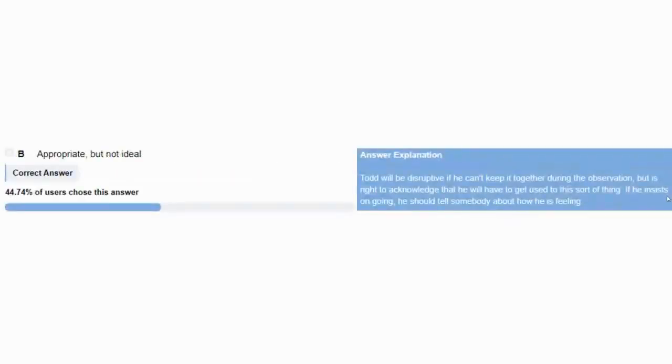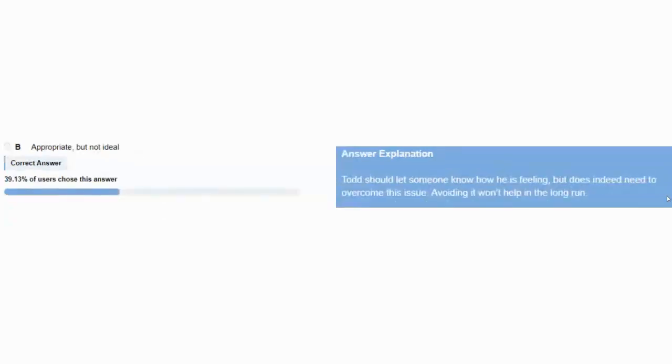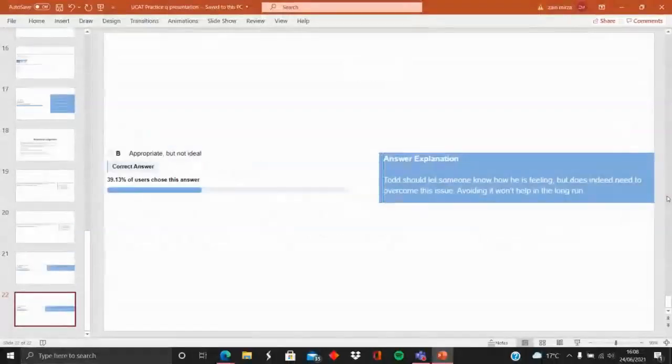Okay. So first one was B. Yay! So it'll be disruptive if you can't keep it together during the observation, but it's right to acknowledge that you'll have to get used to those sort of things. So if you insist on going, you should tell someone about how he's feeling. Okay. So yeah, because he's a medical student, you'll have to get used to it either way. And the second one is also B. Yeah. So we should let everyone know how he's feeling, but he does need to overcome the issue. Well done, don't avoid it. Patricia. Yeah, good, there you go. See if you got it right. Bruce, well done. Aksa, well done.